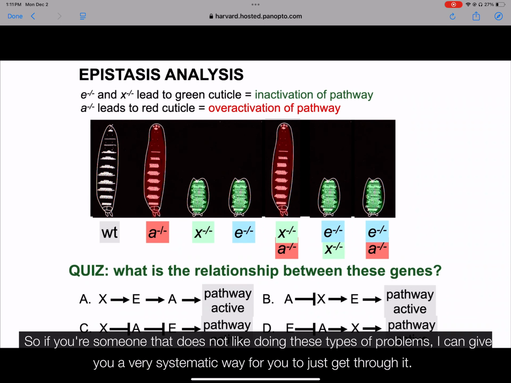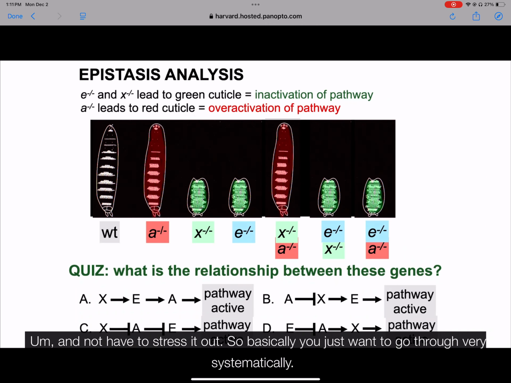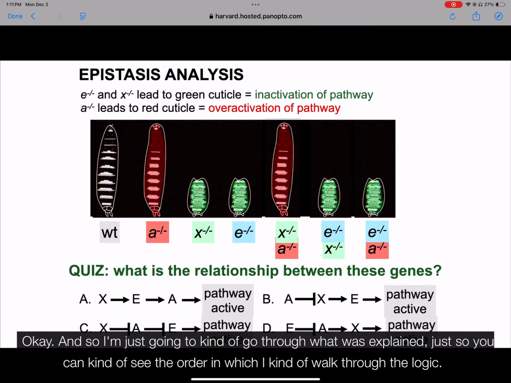So if you're someone that does not like doing these types of problems, I can give you a very systematic way to just get through it and not have to stress about them. So basically, you just want to go through very systematically, okay? I'm just going to re-go through what was explained, just so you can see the order in which I walk through the logic.